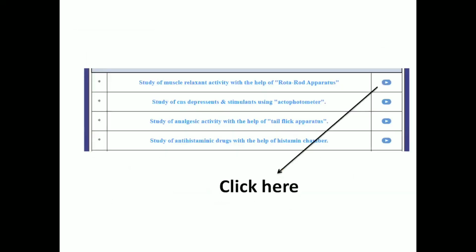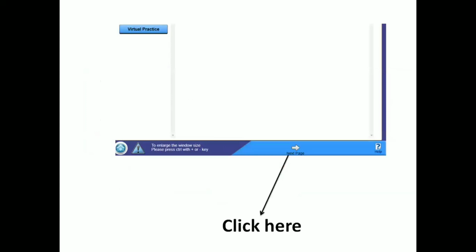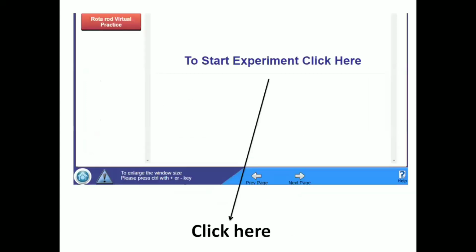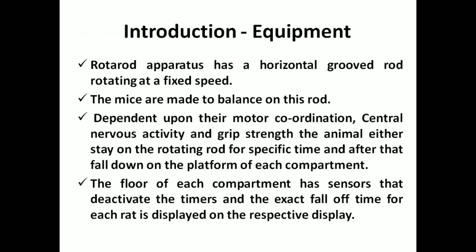Then there will be a first page. It will be visible like this, and you have to click exactly on the experiment. Once you click the experiment, the next page will open like this, and in this you click to go to the next page to start the experiment. Click here, click the icon, and then it will automatically move to the next topic, that is the introduction of the equipment.